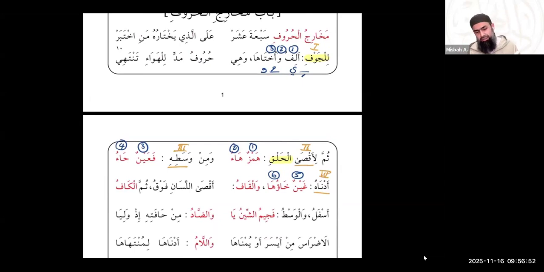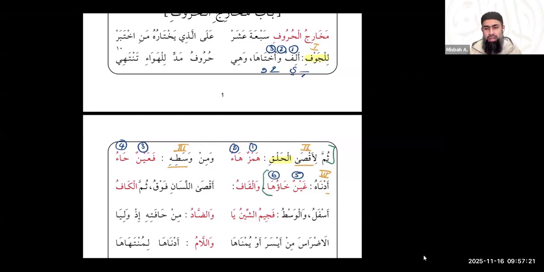Up until here, we have completed the second major area, which has 3 makharij. Okay? Now we're going to move on. Oh, this is not in the right place. So now we're going to move on.